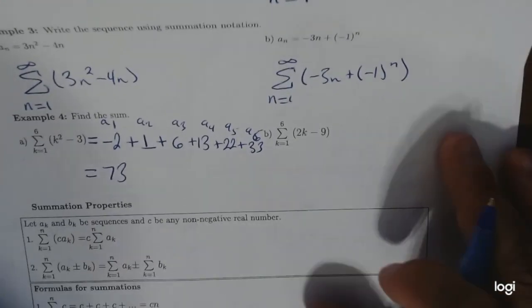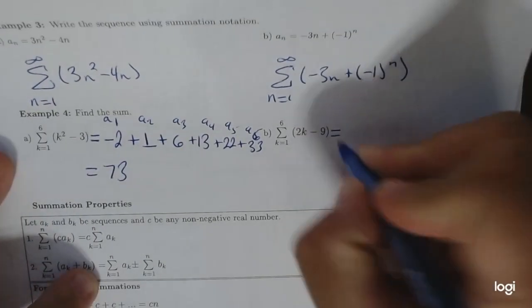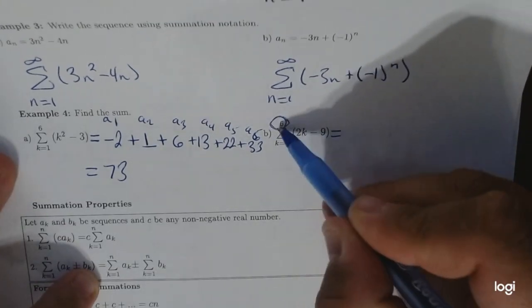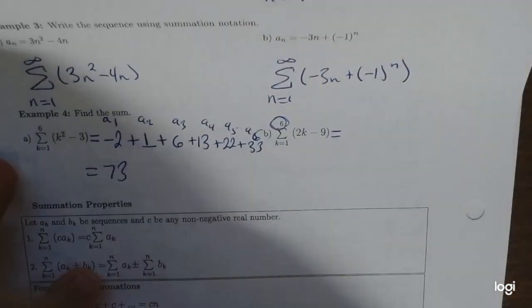Okay. So let's try B now. Same process, right? Again, we want the first 6 terms. So again, this tells me where I stop at. If I said 4, I would stop at 4 terms, etc.